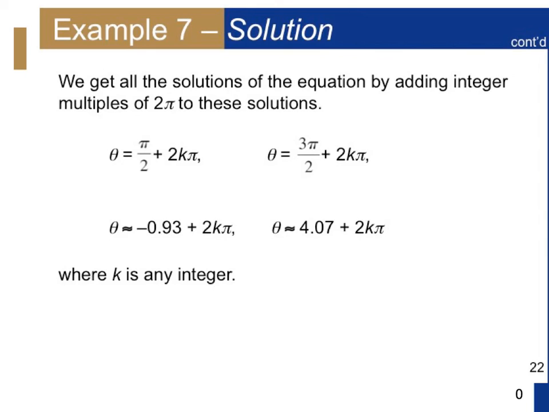So in this section, we're going to get all the possible solutions, so we always make sure we add our cycle times an integer. Here our cycle is 2 pi times k, and here 2 pi times k, etc. If we were using tangent, it would be just pi times k, because our cycle is pi.